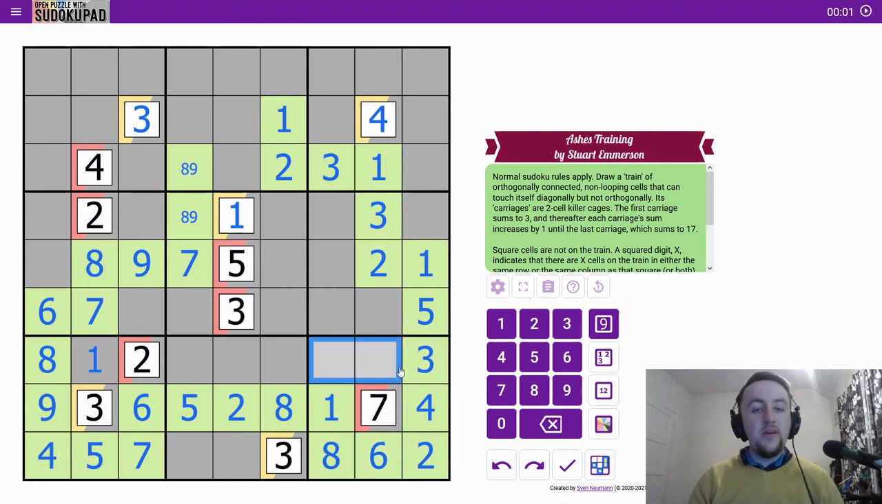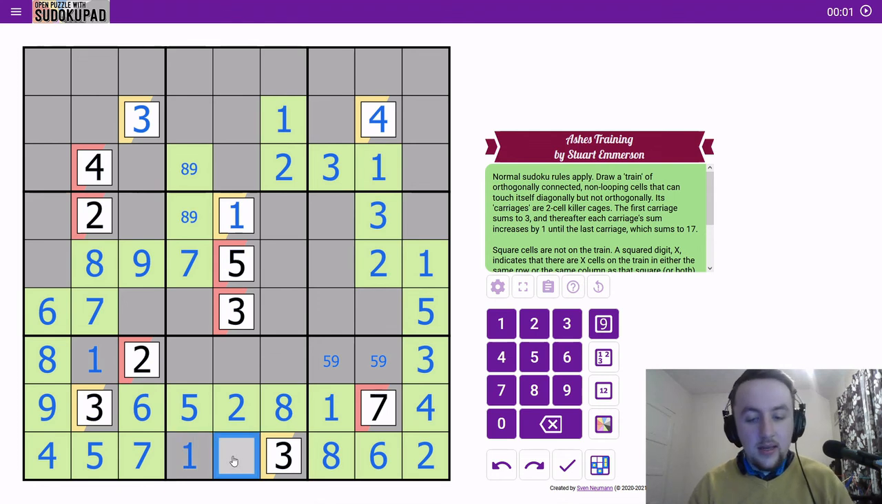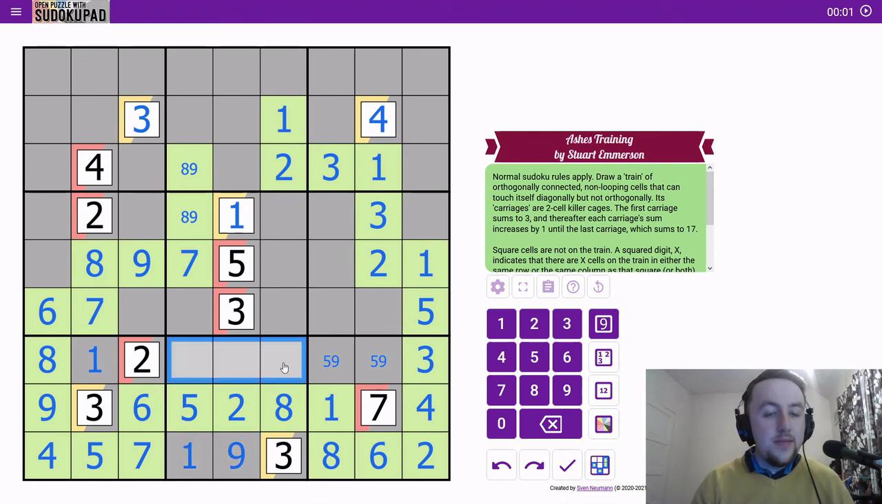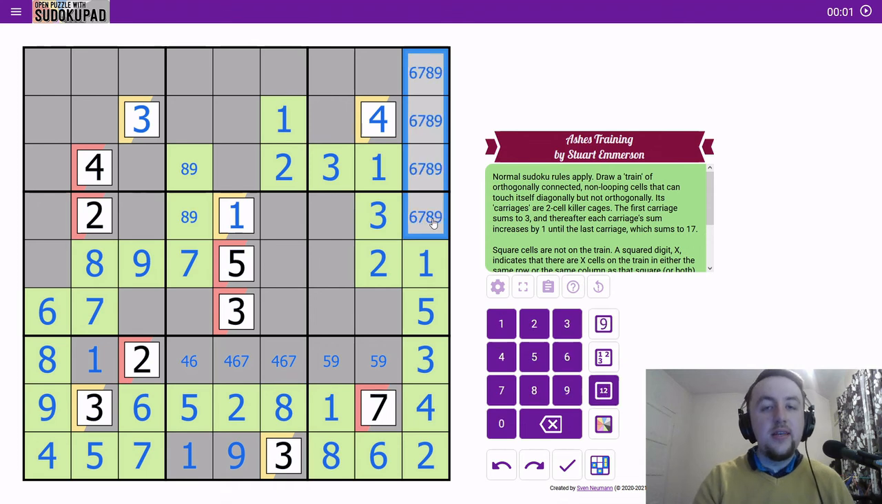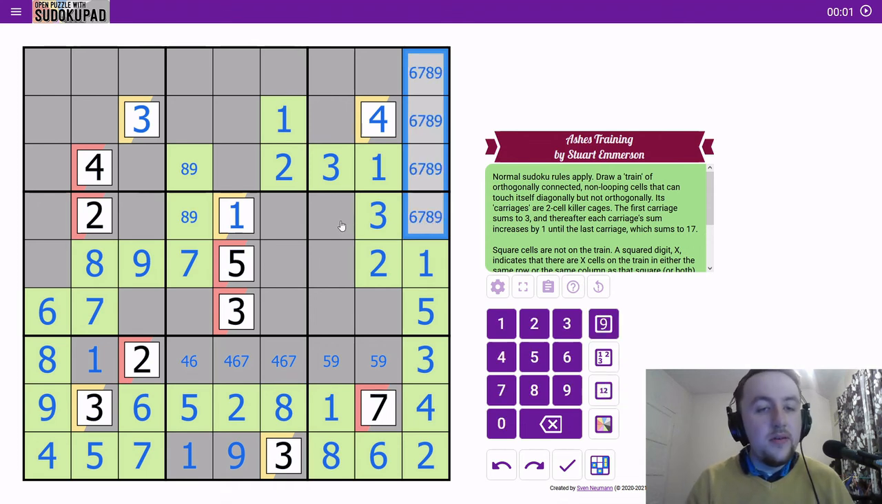These now have to be 5 and 9 in some order. These have to be 1 and 9. These have to be 4, 6 and 7. This is all basically just normal Sudoku at this point. That's not a 7. This is 6, 7, 8, 9. We need a 4 in here. Not quite going to get it just yet.